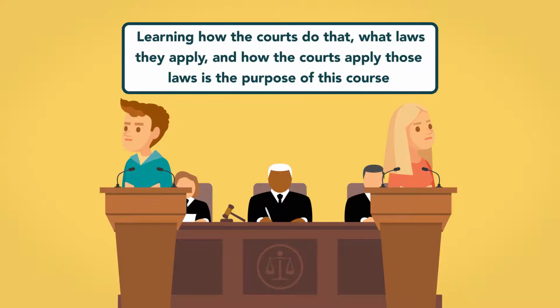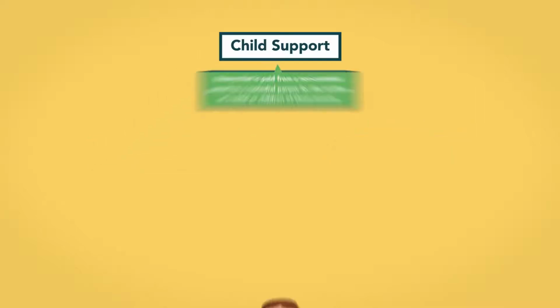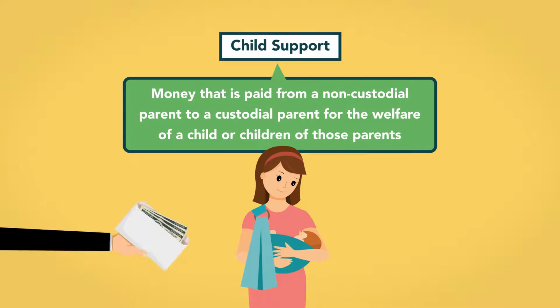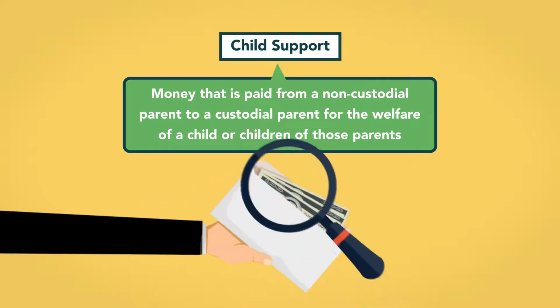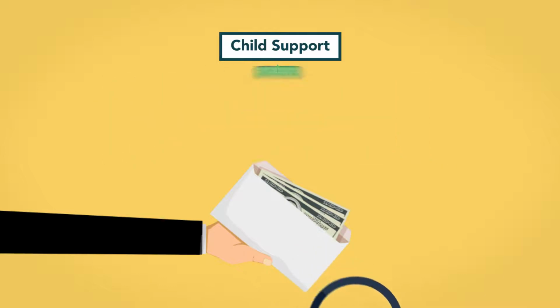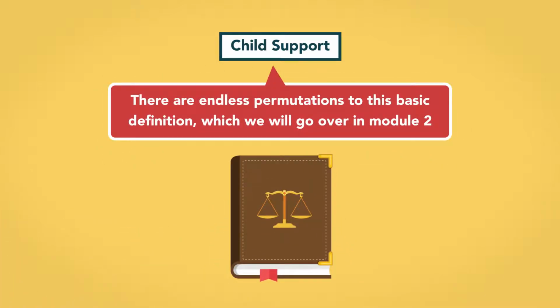Let's start by defining the two types of support most relevant to domestic relations law: child support and spousal support. Child support is money that is paid from a non-custodial parent to a custodial parent for the welfare of a child or children of those parents. These payments are usually under the supervision of a support enforcement agency. There are endless permutations to this basic definition, which we will go over in Module 2.